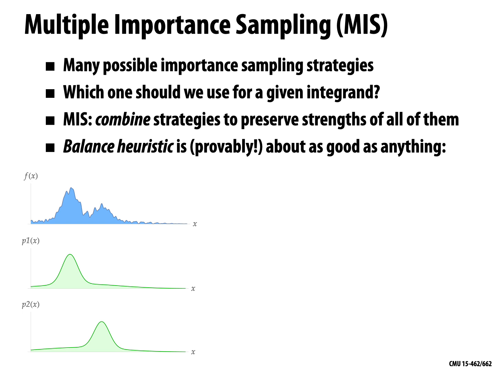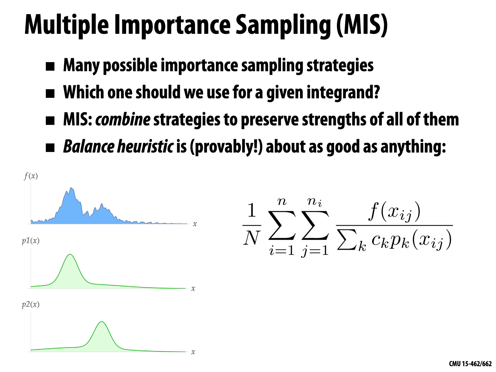So one is called the balance heuristic, which says, okay, I have these different importance sampling strategies. I'm going to take samples using all of the importance sampling strategies, and then my estimator looks like this. I have 1 over n, where n is the total number of samples over all strategies. I'm going to do an outer sum over the different possible strategies. So here, for instance, over P1 and P2. Then I'm going to sum over all the samples I took with each importance sampling strategy. And f of x_ij is the jth sample taken with the ith strategy.